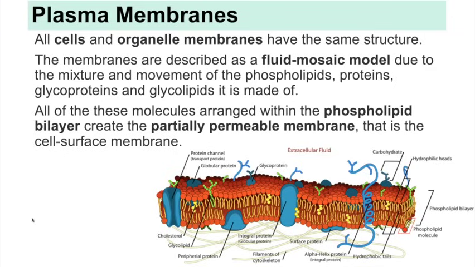So now onto plasma membranes. All cells and organelle membranes have the same structure. It's this fluid mosaic model which is named because of the fact that it does have some slight movement, and also it's composed of a range of different molecules such as phospholipids, proteins, glycoproteins and glycolipids. All of these molecules are arranged within the phospholipid bilayer, and they create the partially permeable membrane.